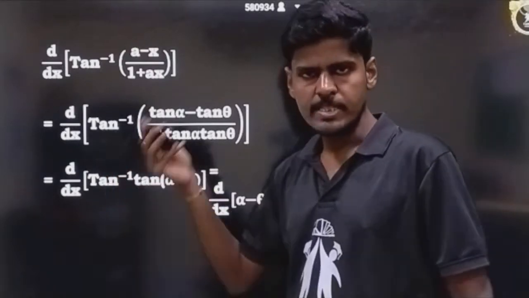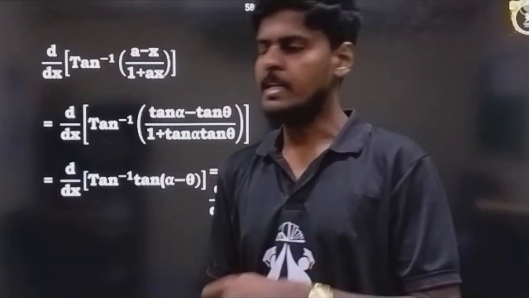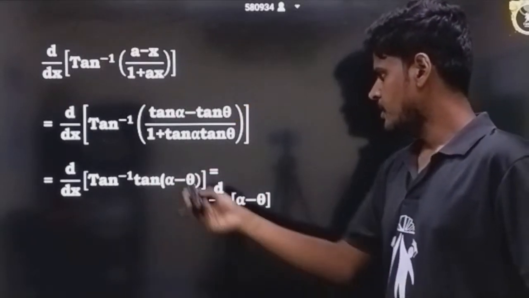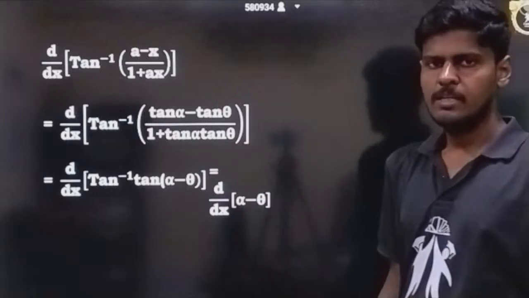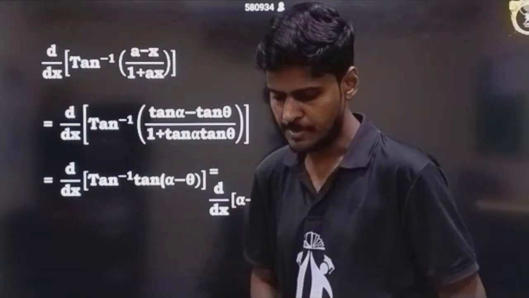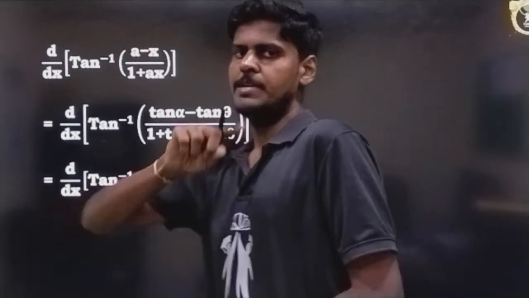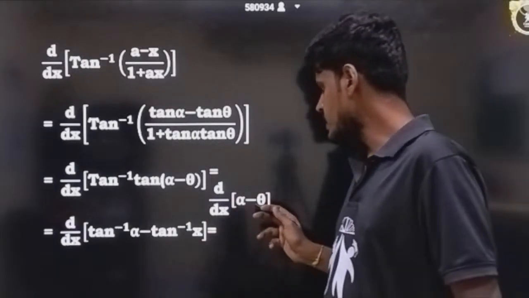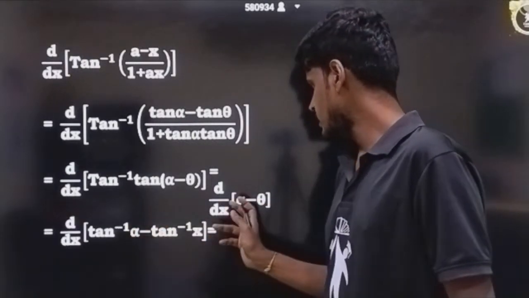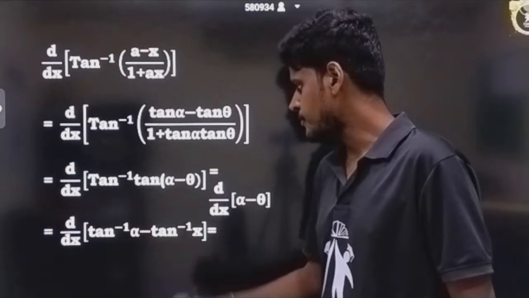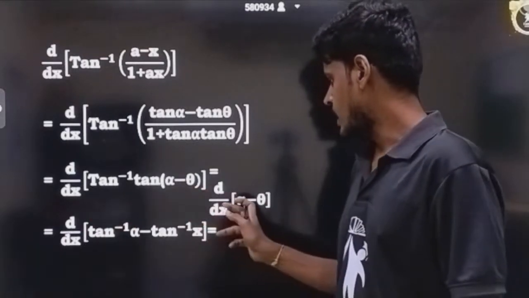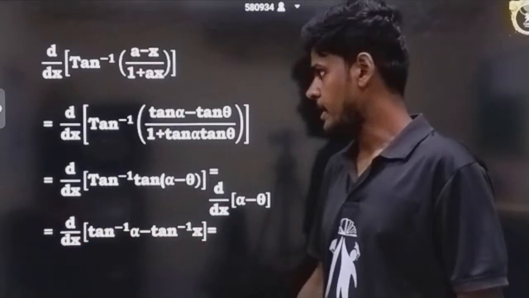And what is tan inverse tan of alpha minus theta? That is nothing but alpha minus theta. So here we will get dy by dx of alpha minus theta. And what is the differentiation of alpha minus theta? Again replace alpha and theta in terms of x. Alpha is nothing but tan inverse of a, since a equal to tan alpha, so alpha equal to tan inverse of a.